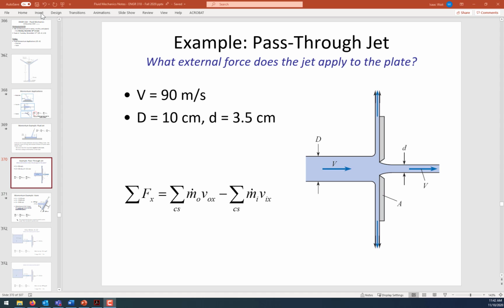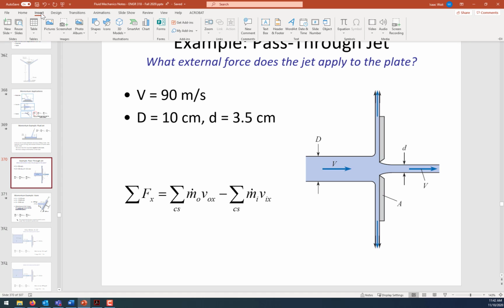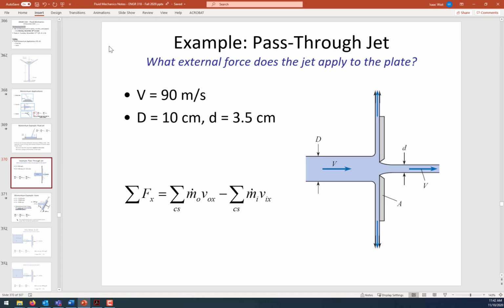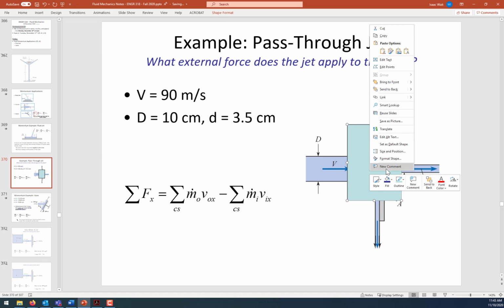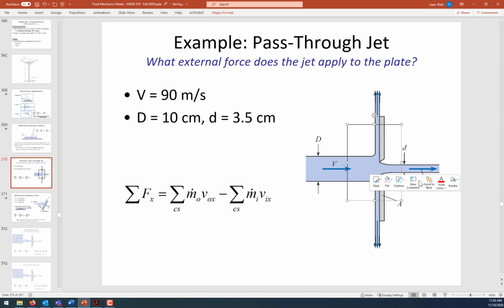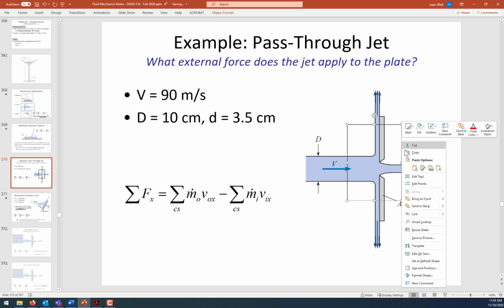Okay, during the setup I didn't necessarily refer to the control surfaces, so maybe it will be useful if I just draw the control surfaces that you could apply in a problem like this. I'm drawing a box. I'll have to make it translucent here in just a second. I'll fill it with nothing and make the line dashed, just because that's what we usually do.